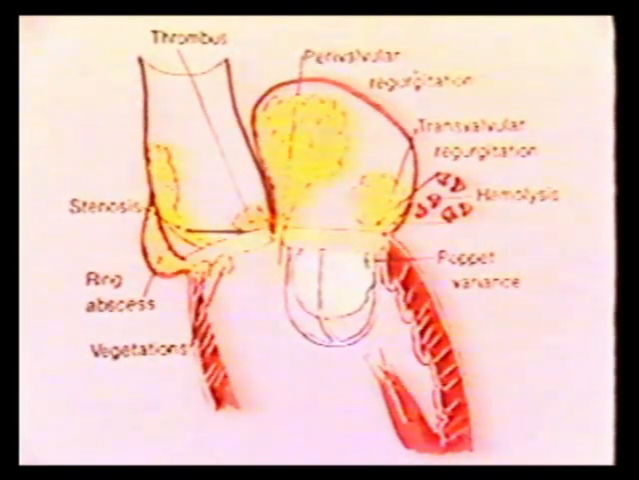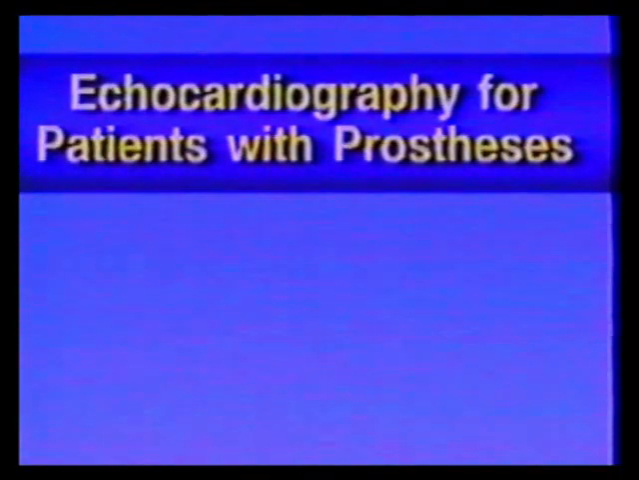For bioprostheses, transvalvular regurgitation usually results from leaflet degeneration. Both perivalvular and transvalvular regurgitation can result in shearing of red cells with intravascular hemolysis. Finally, prosthetic valves are subject to infective endocarditis and all of its sequelae, including valve ring abscess. Cardiac symptoms arising in patients with prosthetic valves may not necessarily be due to the prostheses.